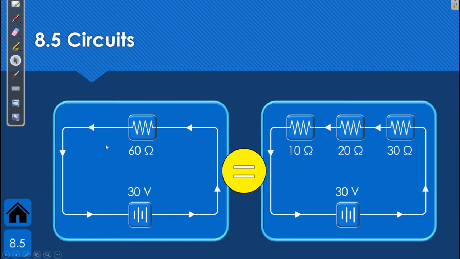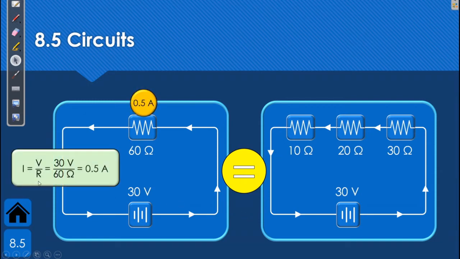So the current flowing through this single 60 ohm resistor will be exactly the same as the current flowing through these 3 individual resistors. And to find what that current is, we can use Ohm's law. Current is equal to voltage divided by resistance. The voltage supply is 30 volts and the equivalent resistance is 60 ohms. So we take 30 volts divided by 60 ohms, and that gives us half an amp, 0.5 amperes. So when we spread that back out, each of these resistors has half of an amp flowing through them.